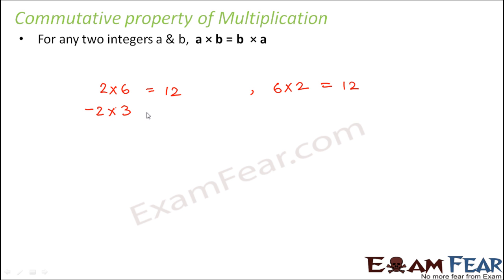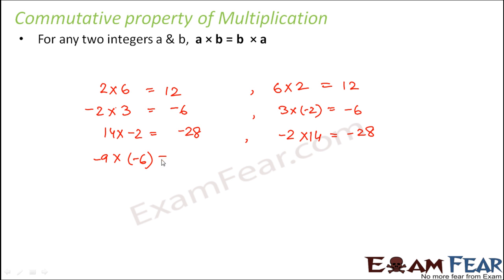Similarly, you try with other integers. Minus 2 into 3 gives minus 6. Similarly, 3 into minus 2, this also gives minus 6. You talk about 14 into minus 2, which gives minus 28. Again, minus 2 into 14 also gives minus 28. You talk about two negative integers, that is minus 9 into minus 6, which gives 54. Minus 6 multiplied by minus 9 also gives 54. Minus 6 into 0 gives 0. 0 into minus 6 also gives 0.